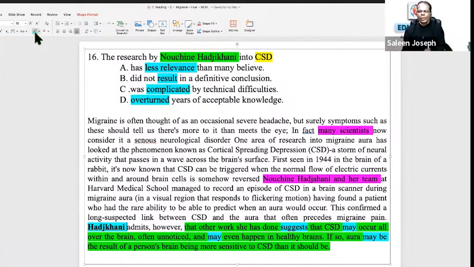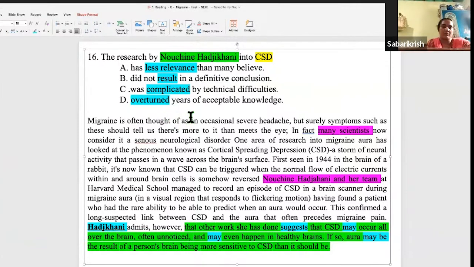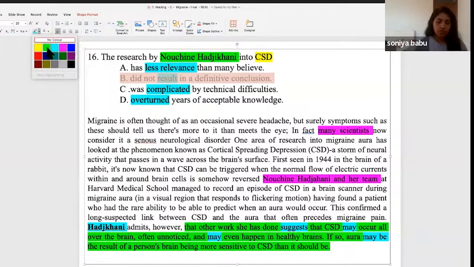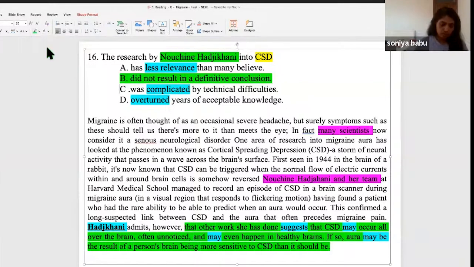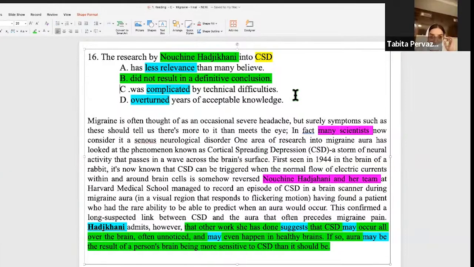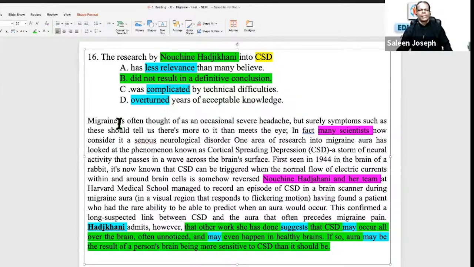When you learned about modal verbs, you learned it in detail. You can watch the videos on the EduSkills YouTube channel. Is any option telling you about 'maybe', some synonym of maybe? Option D: did not result in a definitive conclusion. Option A: has less relevance than many believe. They don't speak about anything, less relevance.